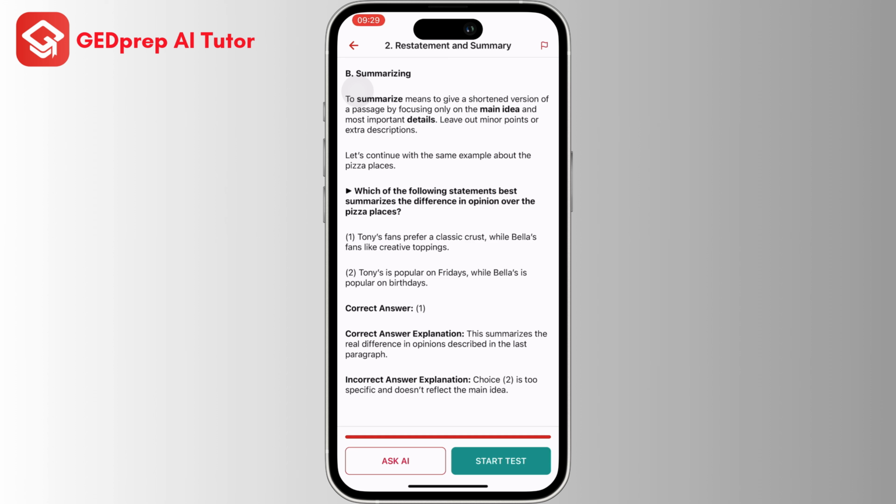C. Recap. To review. Restating means putting ideas into your own words to show you understand them. Summarizing means condensing a passage into the main idea plus only the most important details. Restating helps you recognize meaning in new wording, while summarizing helps you focus on the big picture. Mastering both will make you stronger at reading, thinking, and answering GED test questions with confidence.